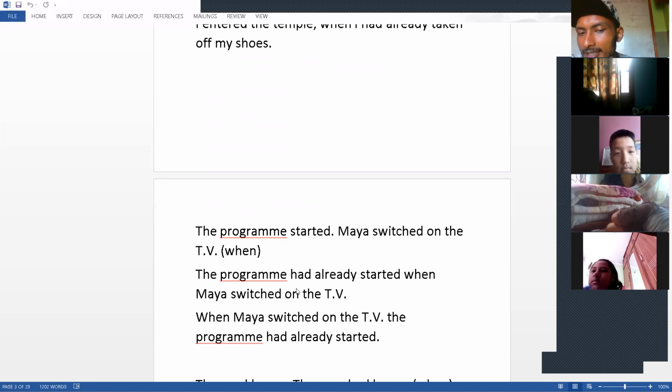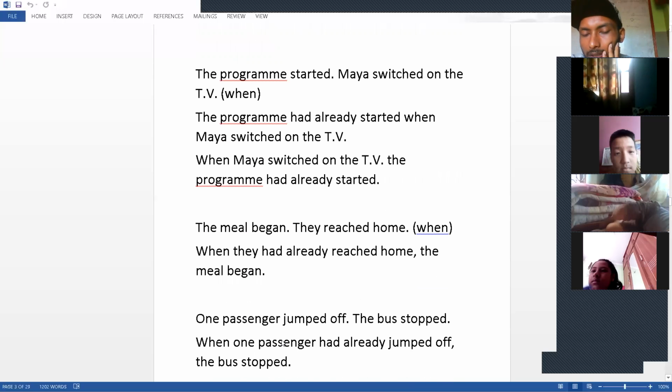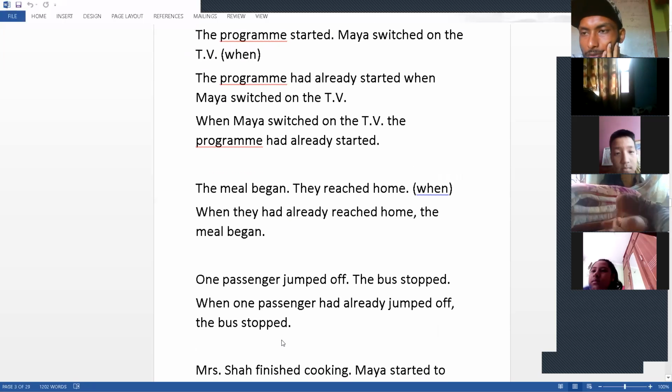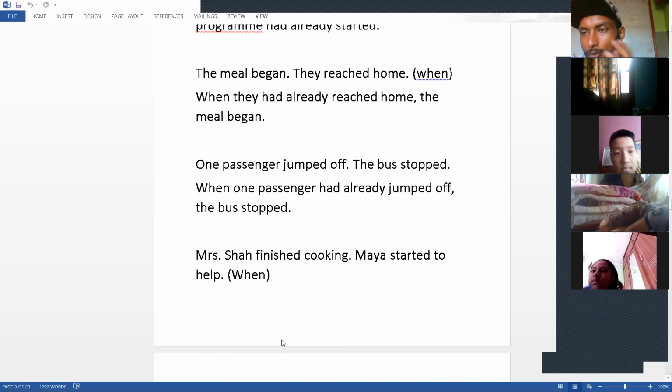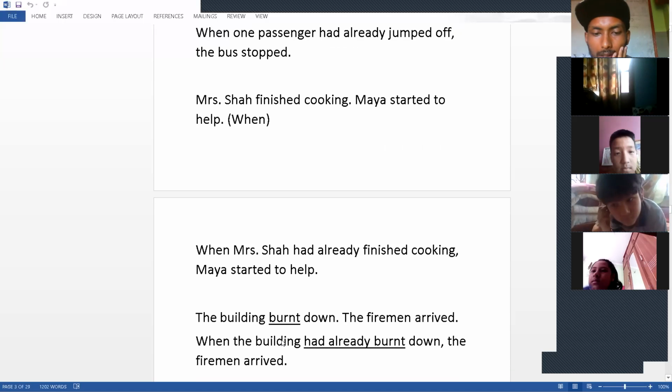When these two works are written in the same sentence and one happened before another, the first work that happened should be written like this: had already happened, had already started, had already done, had already gone, had already jumped. So the first work will be written as had already. So you have to figure out which is first, and you're going to write it accordingly.